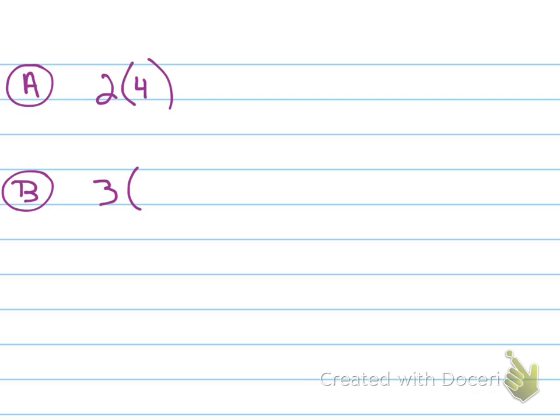So I have option A and option B. Only one of them is a true grouping symbol. So I've got this one, and I've got this one. Which one of these is parentheses, as I call it, a grouping symbol, and which one of them is not? What do you think? Raise your hand if you think that A is what I'm talking about, grouping symbol. Raise your hand if you think it's B.